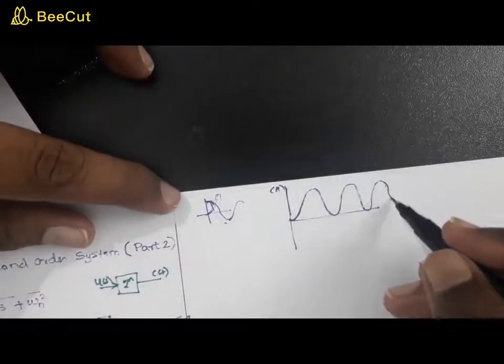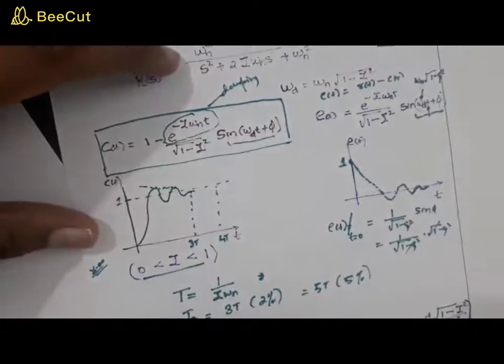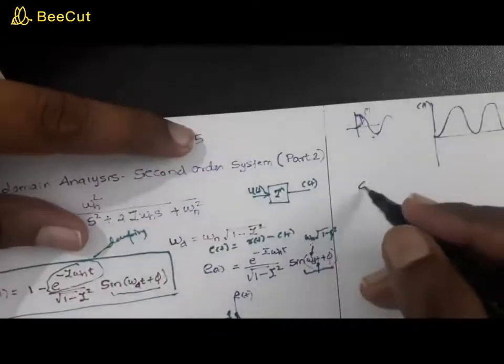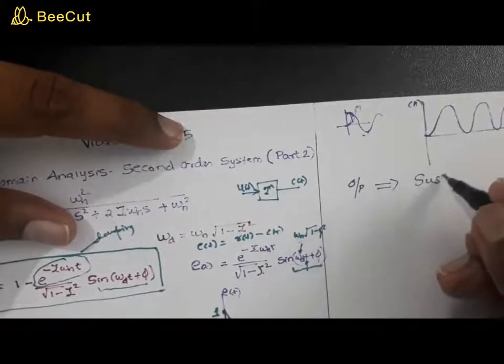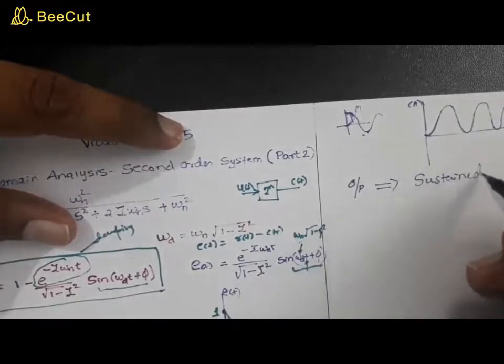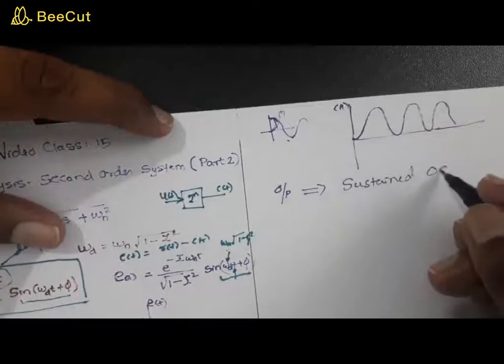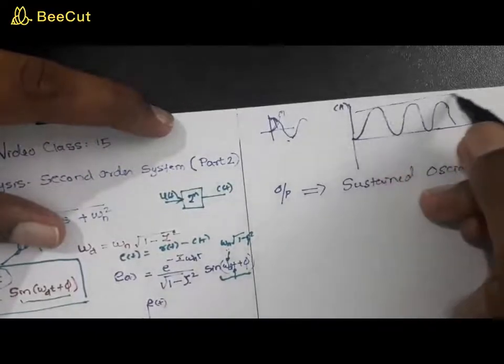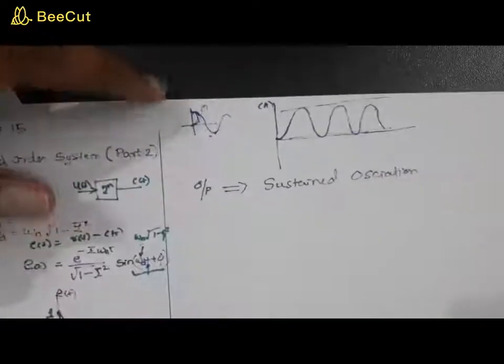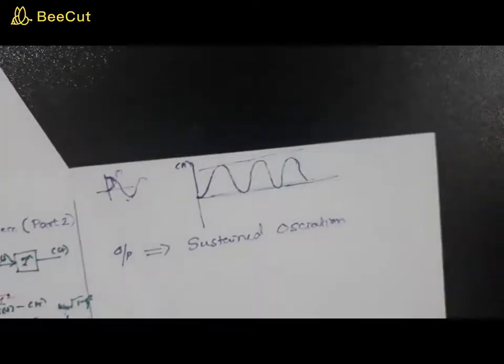So you can see what happens at theta equal to 0. At theta equal to 0, the output is having a sustained oscillation. What's the meaning of sustained oscillation? Sustained oscillation is a constant oscillation. It is neither increasing nor decreasing. It remains as such. It oscillates. Now, is it desirable for a control system?